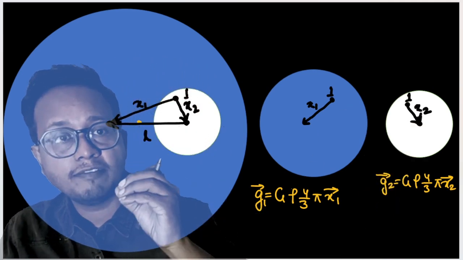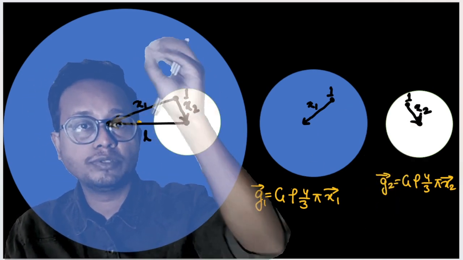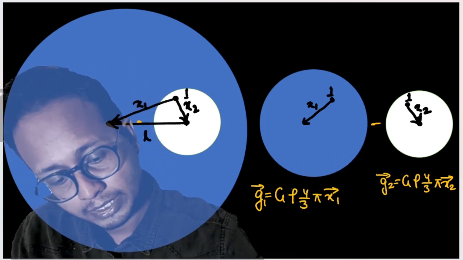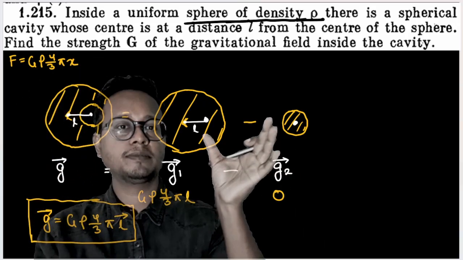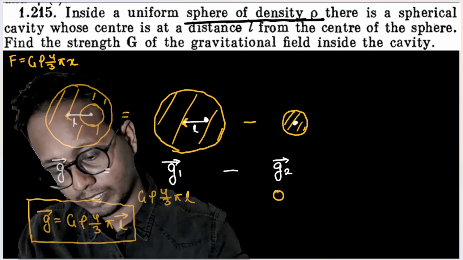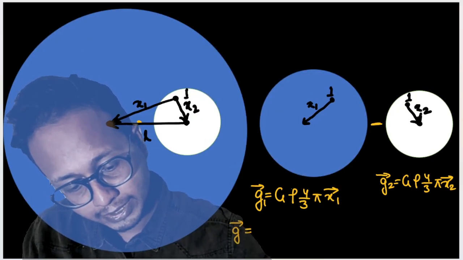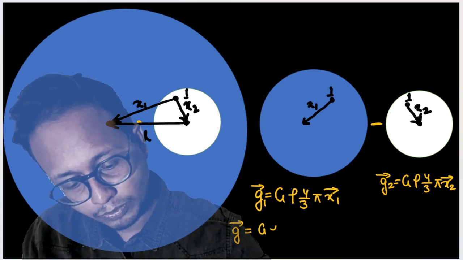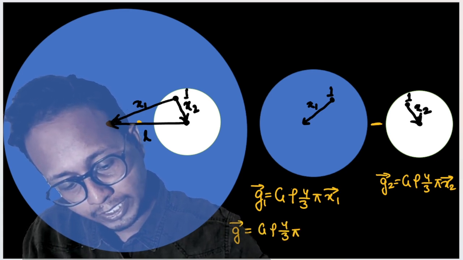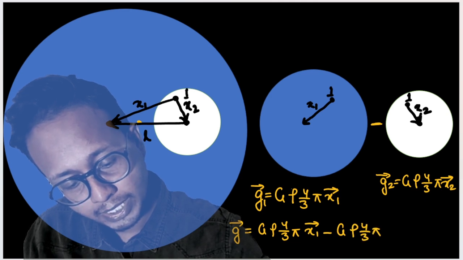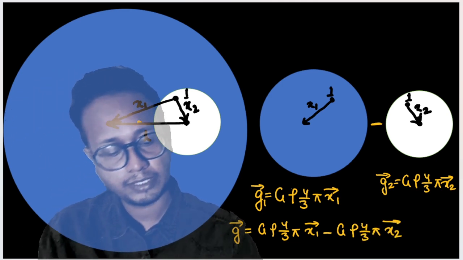So the total gravitational field at point 1 due to this entire setup would be this value minus this value, isn't it? See, principle of superposition. So the total gravitational field is nothing but G1 minus G2, or G into rho into 4 by 3 pi x1 vector minus G into rho into 4 by 3 pi x2 vector, isn't it?